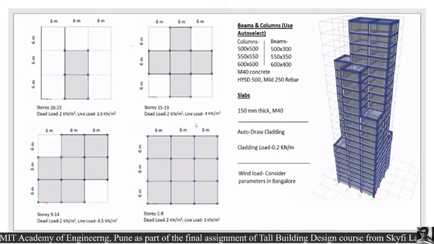We have also been given the various frame section details, that are the beams and columns. For beams and columns, we are using the auto select option. For columns, the given sections are 500 by 500, 550 by 550, and 600 by 600. For beams, they are 500 by 300, 550 by 350, and 600 by 400. These are all dimensions in millimeters.